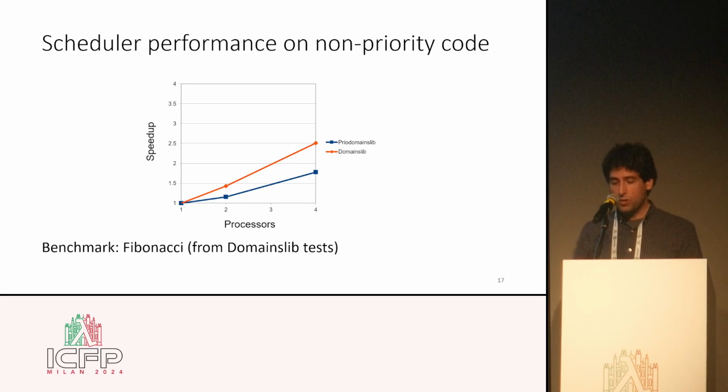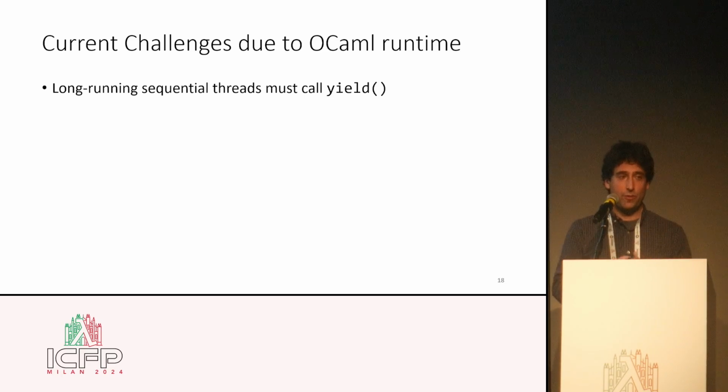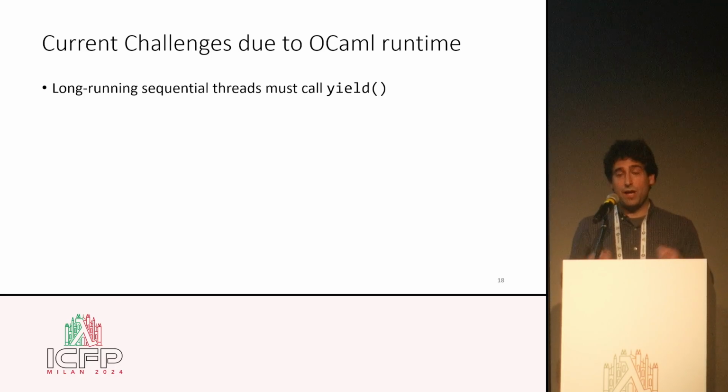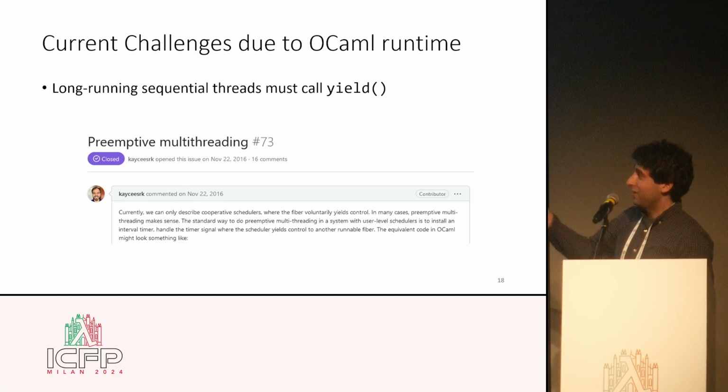So, more fundamental challenges. Long-running sequential threads at a lower priority need to call yield. Ideally, if we have a processor working on a long-running low-priority thread, the scheduler would preempt it periodically to check if there is any higher priority work that it should be doing instead. Unfortunately, this isn't possible in the current Multicore OCaml runtime. I found an issue from November 2016 complaining about this, and there was some discussion, and then it was closed. This would be really nice, but I feel like if KC was asking for this 8 years ago, I don't know what chance I have.